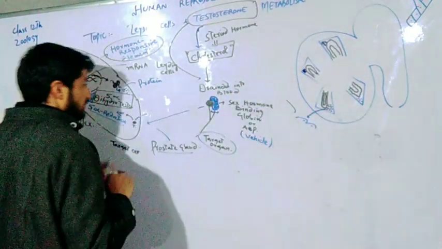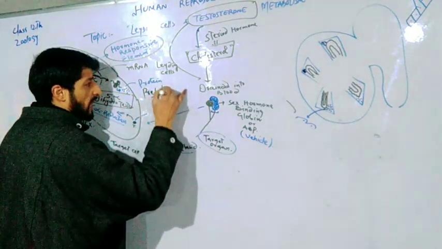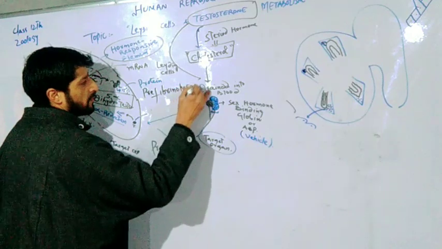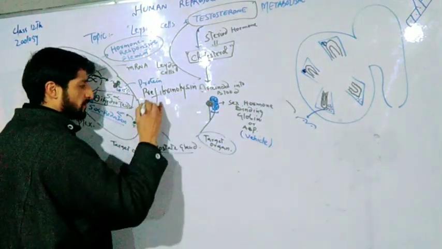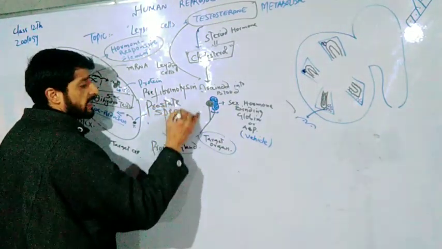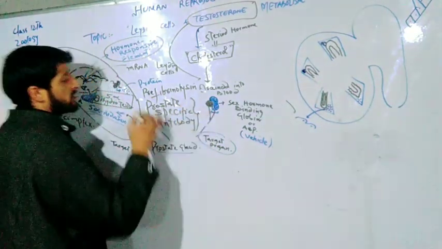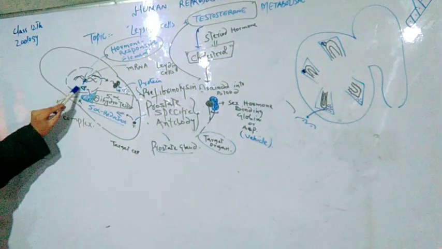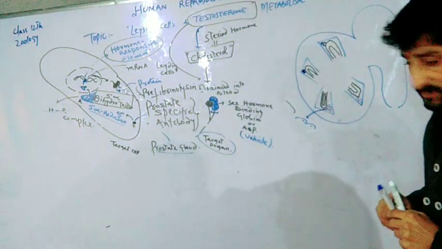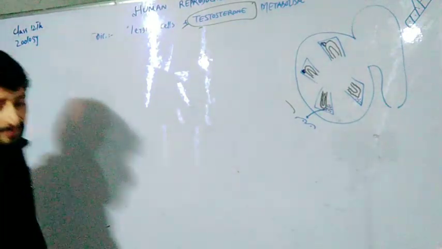For example, one protein formed is known as prefibrinolysin. The second protein formed is known as prostate specific antigen. These are the proteinaceous molecules that are formed in the target cell with the help of the testosterone hormone. Hope you got it. If you watch this video repeatedly, you will get the concept crystal clear. It is so easy to understand.